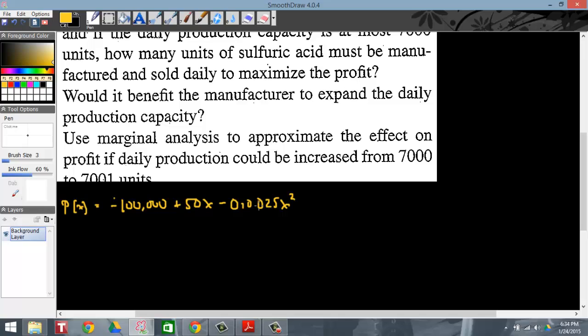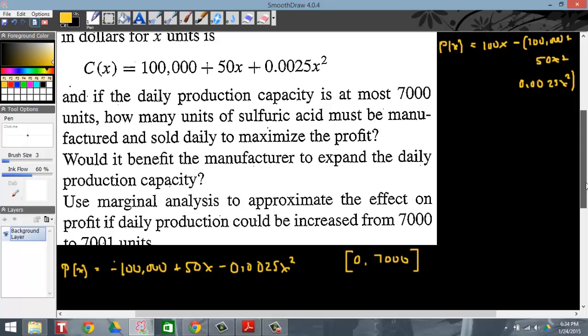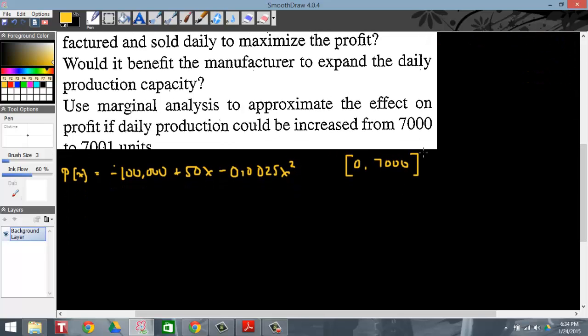Okay, so they also tell us a couple of things about this function that I will get into in just a second. If we look up here, it says the daily production capacity is at most 7,000 units. So if we look at the boundaries of this problem, this company here could produce nothing, or they can produce at most 7,000 units of this sulfuric acid. So we are bound by this domain right here. So it looks like we just need to figure out how much we need to sell to maximize our profit. So we need to take the derivative and then find our local max, or our absolute max.